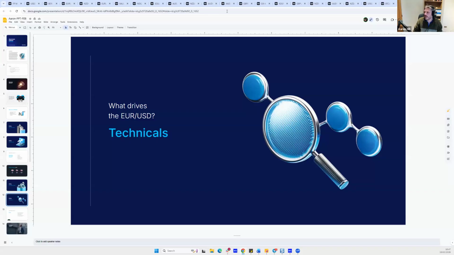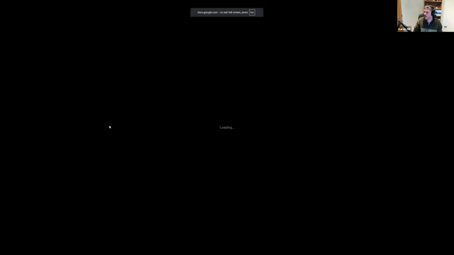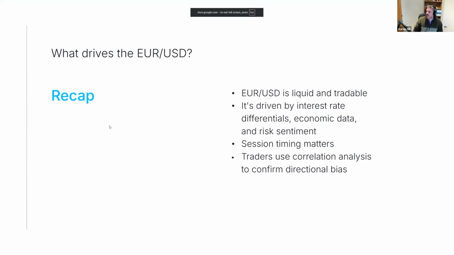Okay, so a quick recap, I believe, is the next slide. A quick recap of what drives the euro dollar. The euro dollar is highly liquid. There's a ton of willing buyers and willing sellers there, and it's very easy to trade in terms of getting into a position and out of a position. It's driven by a number of factors: interest rate differentials, economic data, and risk sentiment.